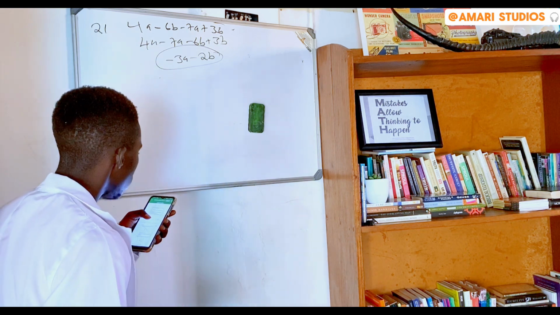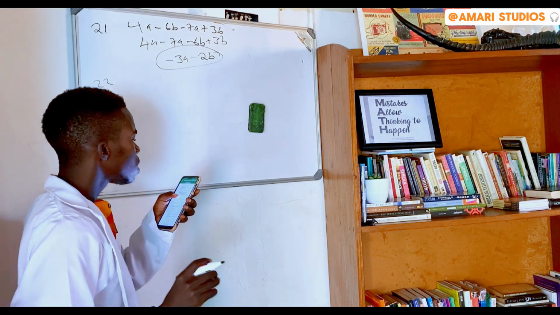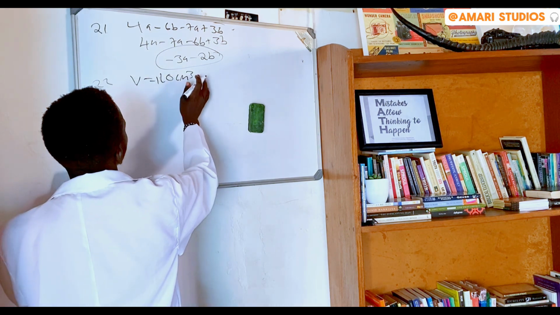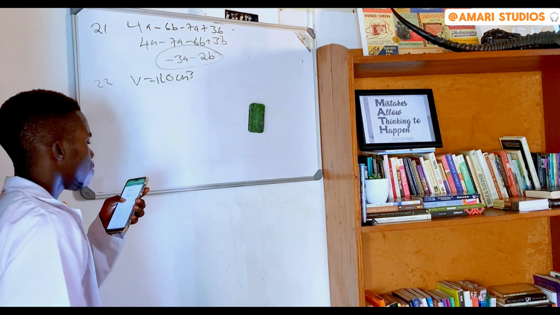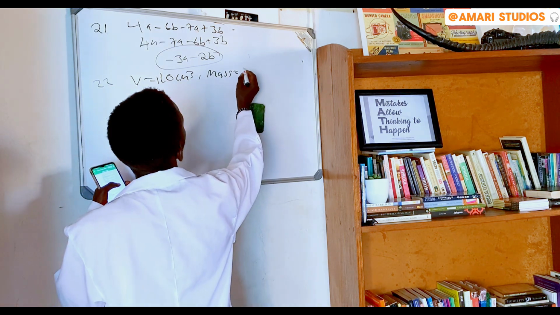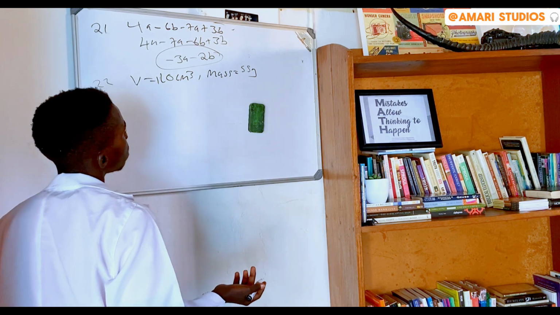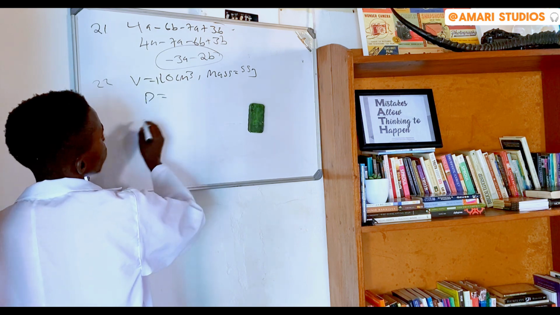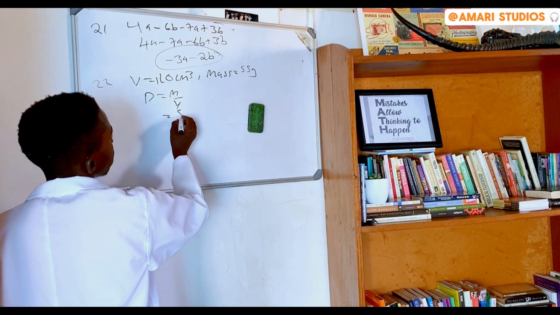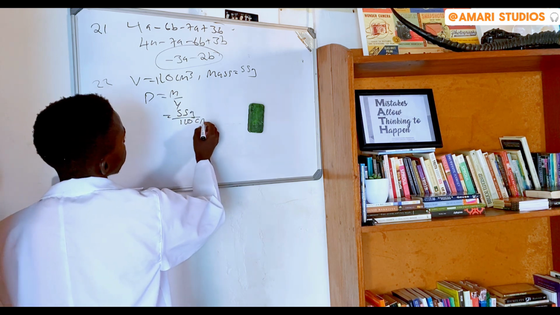And then so we move on to question 22. Question 22 is saying the volume of a cylindrical block is 110 cubic centimeters. If its mass is 55 grams, find its density. So we have been given the volume, we have been given the mass. We can find the density by using the formula, density is equal to mass over volume. Now our mass there is 55 grams, divided by 110 cubic centimeters.